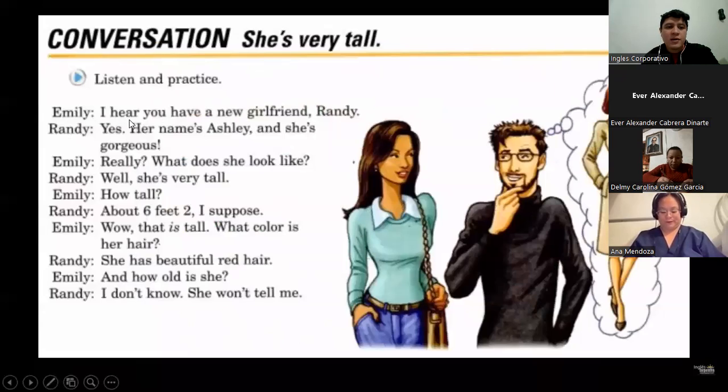I hear you have a new girlfriend, Randy. Yes, her name's Ashley, and she's gorgeous. Really? What does she look like? Well, she's very tall. How tall? About 6'2", I suppose. Wow, that is tall. What color is her hair? She has beautiful red hair. And how old is she? I don't know. She won't tell me.